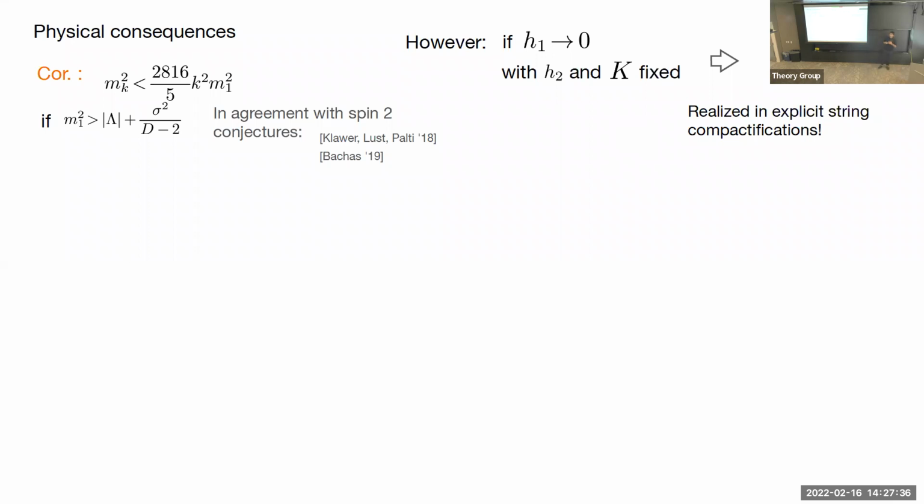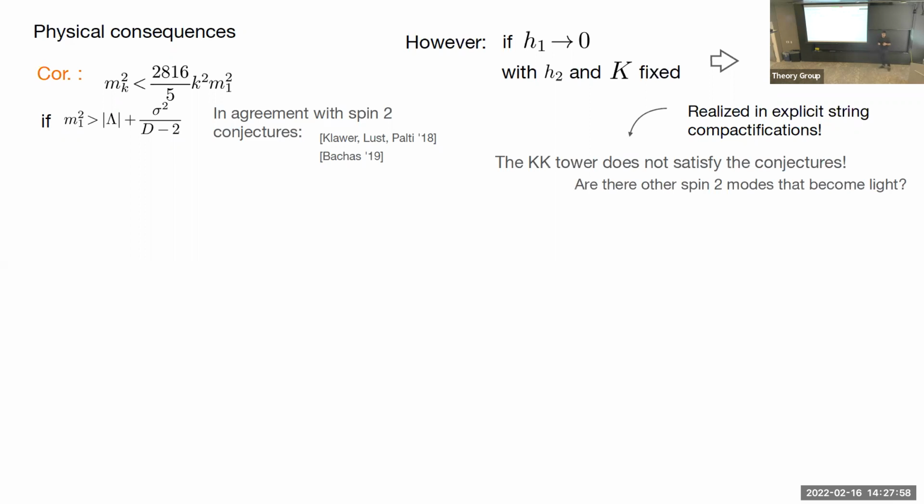And this is relevant if you're interested in embedding, say, bi-gravity theories or just massive theories of gravity. Yeah. And so if you can achieve this limit by keeping the second modified Cheeger constant fixed and the curvature bound, then you can have an arbitrarily high separation. And this is realized in string compactifications, as I'm going to show in a moment.